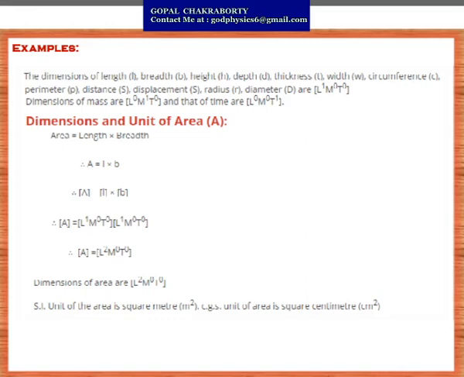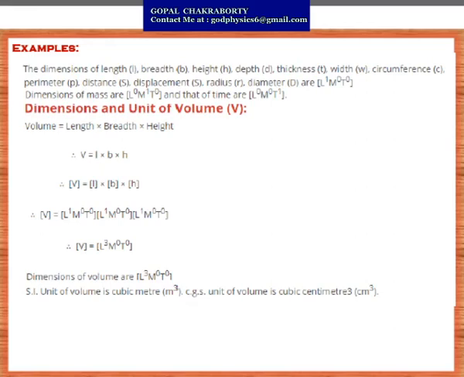Second one is the dimension and unit of volume. Volume can be written as length into breadth into height. That means it is a multiplication of length into length into length. So these lengths have the dimension [L^1 M^0 T^0], multiplied by [L^1 M^0 T^0], and again multiplied by [L^1 M^0 T^0]. Ultimately this makes the dimension of volume [L^3 M^0 T^0]. The SI unit of volume is meter cubed, and the CGS unit of volume is centimeter cubed.